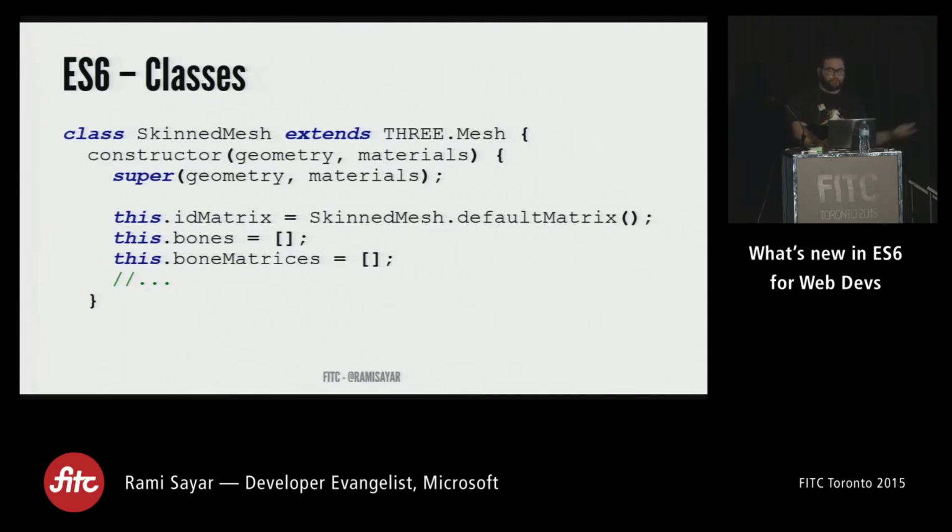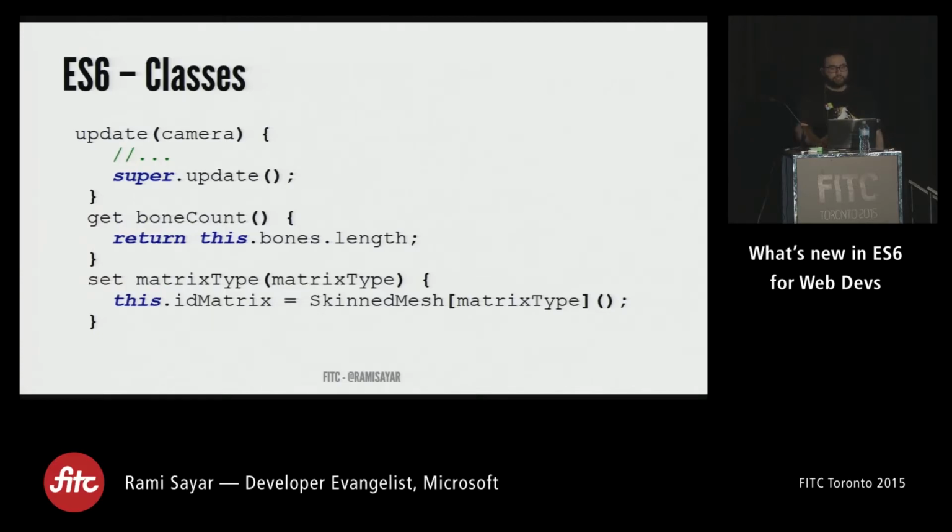Now, if you're wondering, how do I add a method? Well, it's going to be a little bit different. You're going to just have the assignment identifier, so just the name of the method, and that's a method. All right, and then you can still do super.update if you wanted to. If you wanted to set a getter and a setter, well, we have new keywords for that: get and set.